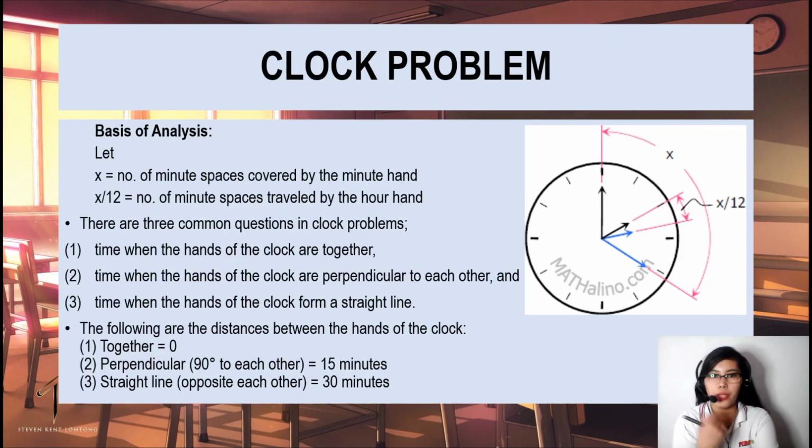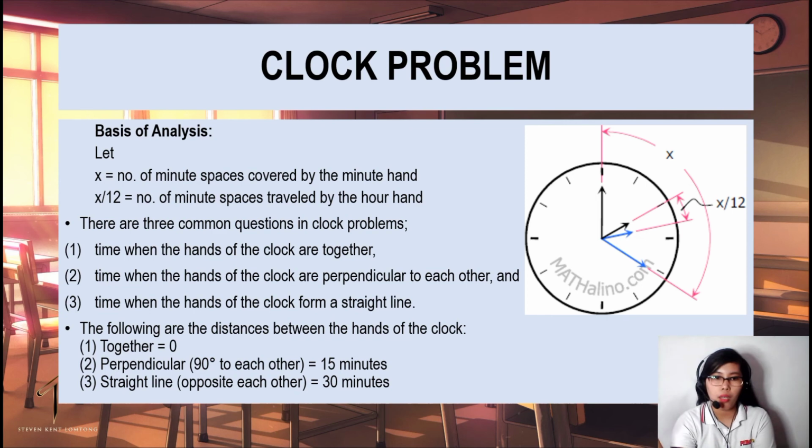Next, we have here a clock problem. Basis of analysis: let x equal the number of minute spaces covered by the minute hand, and x over 12 the number of minute spaces traveled by the hour hand. We have some common questions in clock problems. First, the time when the hands of the clock are together. Second, the time when the hands are perpendicular to each other, meaning they are at a right angle. Third, the time when the hands form a straight line or are in opposite direction.